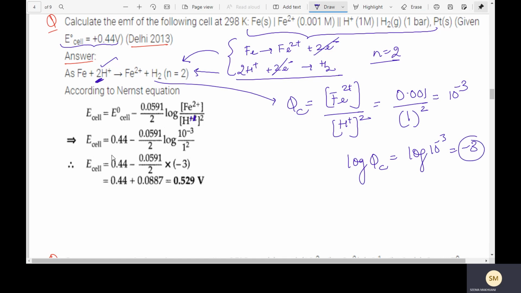Now let's substitute the values. This is your Nernst equation. E cell is to be found. E naught cell is given in the question. 0.059 by 2, I told you, is from your balanced chemical equation, the number of electrons that you cancel or transfer. I have explained the log term. I hope you should be in a position to understand this. You can stop the video and check it for yourself. I am moving on to the next question.